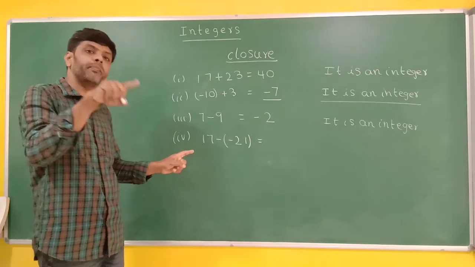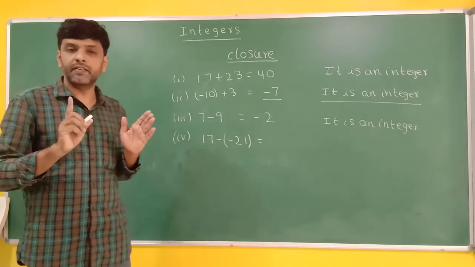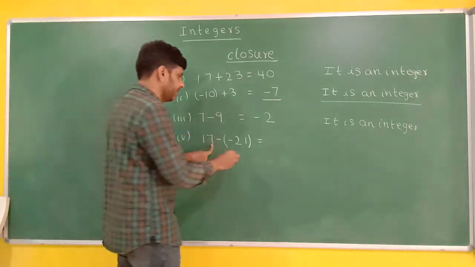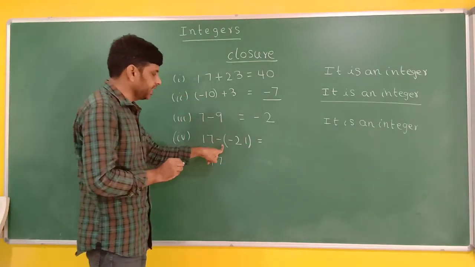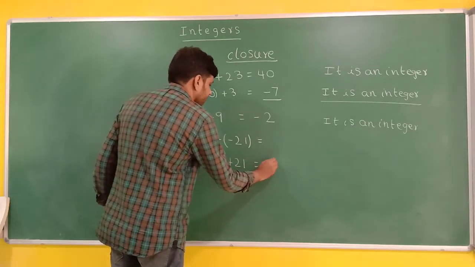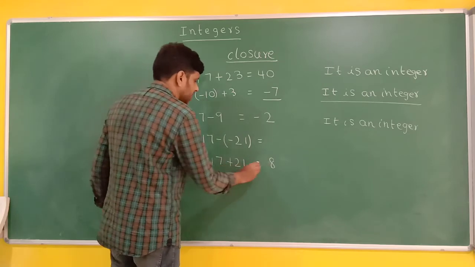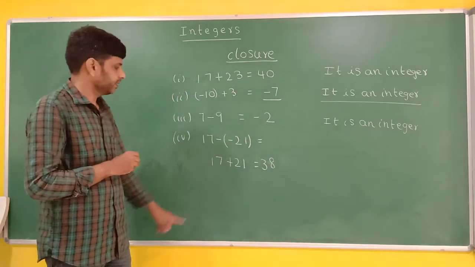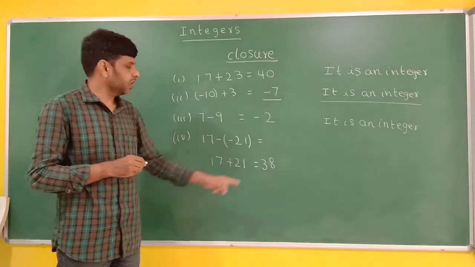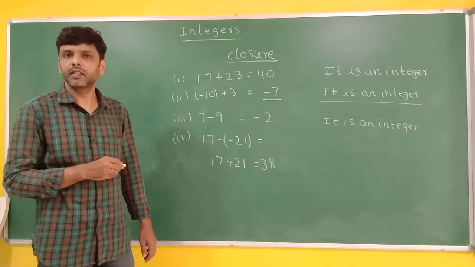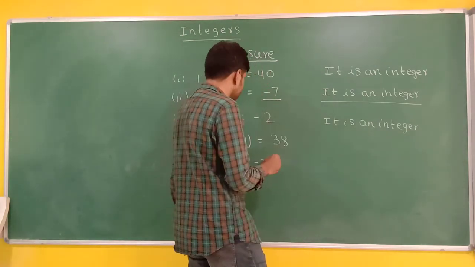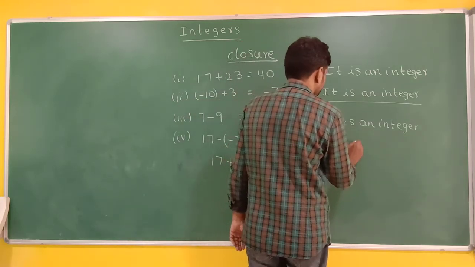17 minus of minus 21. Whenever they are giving brackets, what is our first duty? To remove the brackets. I am writing 17 as it is. Minus into minus is plus. What is 17 plus 21? 7 plus 1 is 8, 1 plus 2 is 3. 38. Now, is 38 an integer? Yes or no? Yes. So, write 38 here. Write it is an integer.